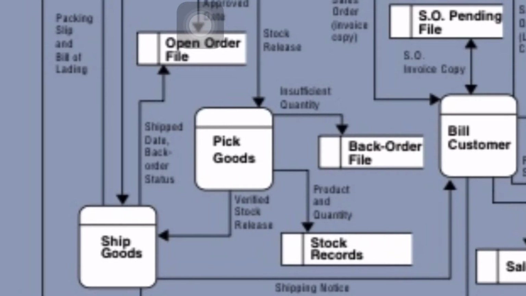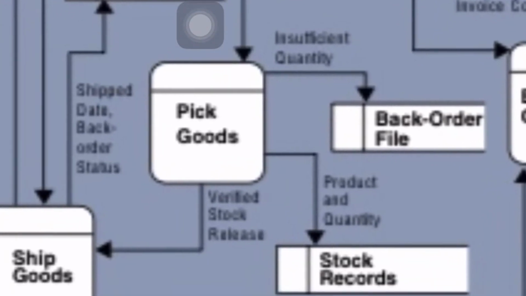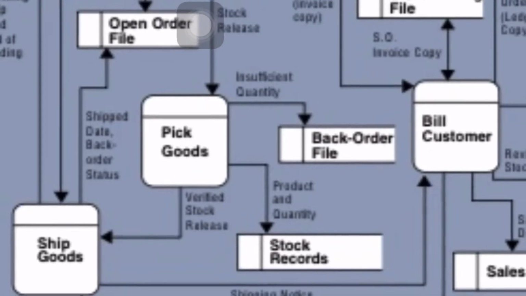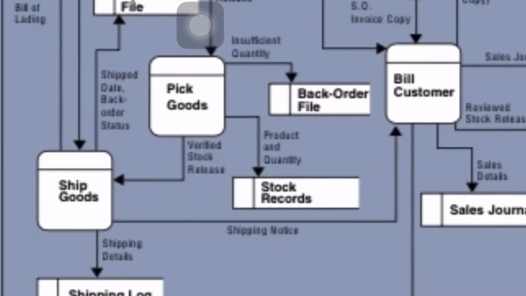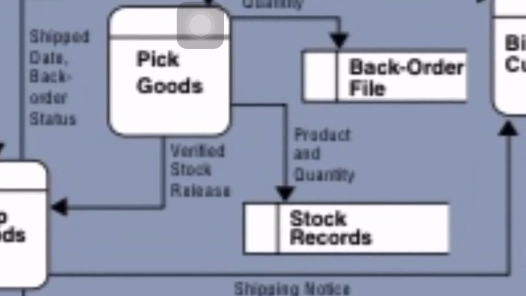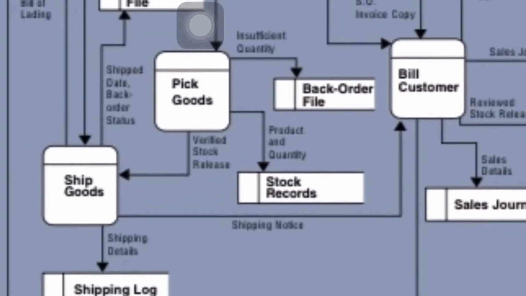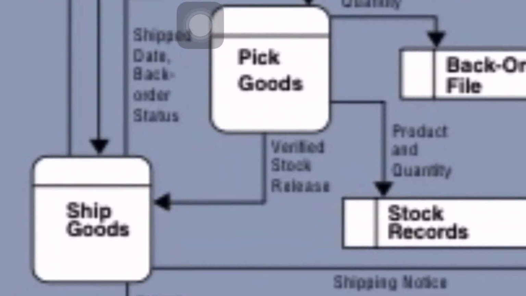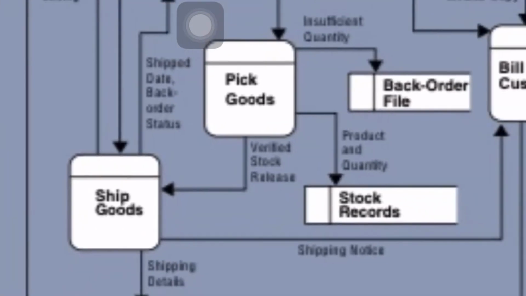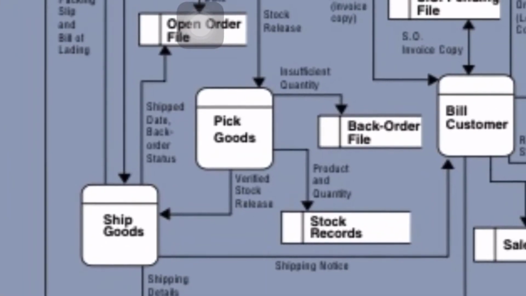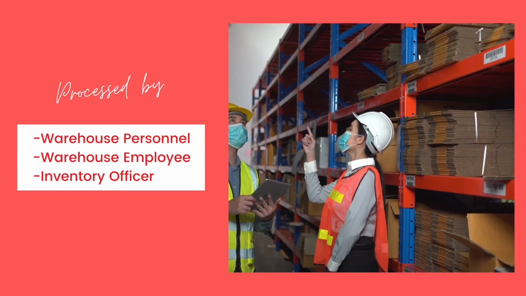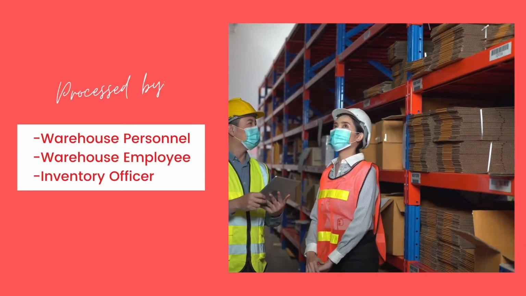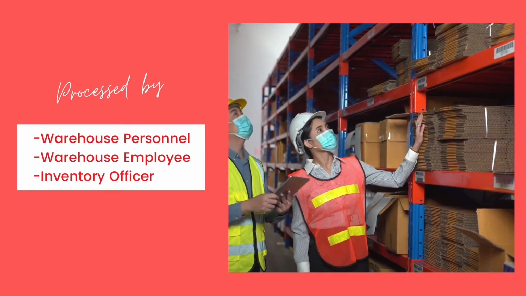After picking, the goods and verified stock release documents are sent to the shipping department. If inventory levels are insufficient to fill the order, a warehouse employee adjusts the verified stock release to reflect the amount actually going to customers. The employee then prepares a back order record, which stays on file until the inventories arrive from the suppliers. Finally, the warehouse employee adjusts the stock records to reflect the reduction in inventory.